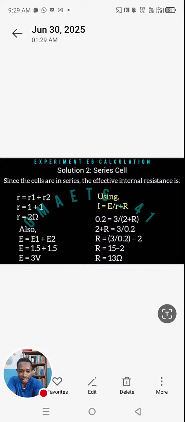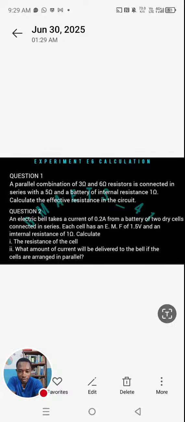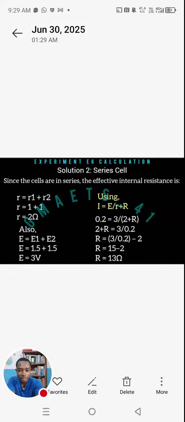Of course, look at the solution. Since the cells are in series, the effective internal resistance is small letter r equal to small letter r1 plus small letter r2. Remember, I'm using small letter r to represent internal resistance. So simply r1 plus r2, which gives 1 plus 1, and that is equal to 2. So 2 ohms is the internal resistance of the cell. That's the resistance of the cell. So part I of question 4 is given as 2 ohms.